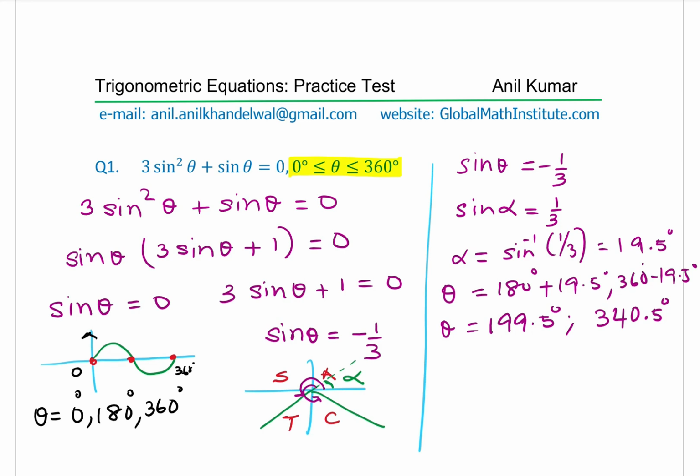And now, as far as the solution is concerned, we'll add to the list of 3 these two also, which is 199.5 degrees and 340.5 degrees. So our solution set is these five values. Is that correct? That is how we could solve the very first question. Now let's move on and take the next question.